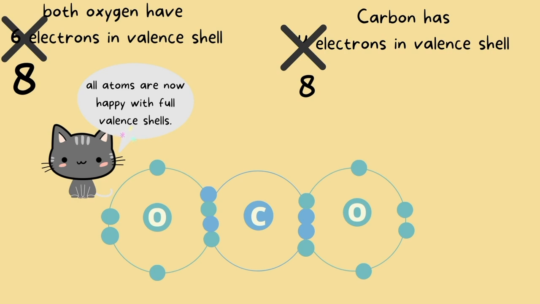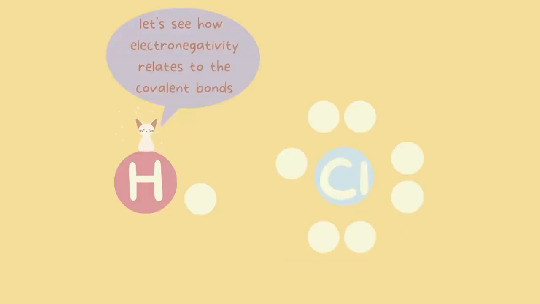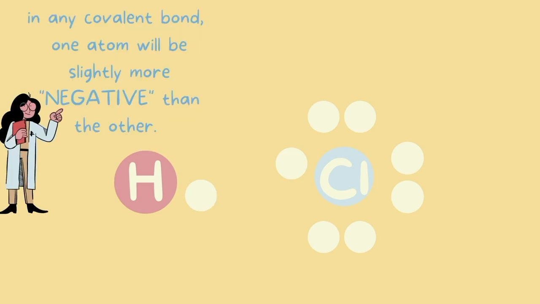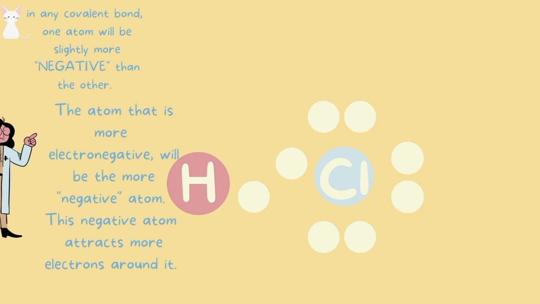Now let's see how electronegativity relates to the covalent bonds. In a covalent bond, one atom will always be slightly more negative than the other. And of course, that means that the other atom will be slightly more positive. Now, the key word here is slightly, because if they were completely negative or completely positive, that would make them have charges, and that would mean they were ionic. The atom that is more electronegative will be the more negative atom. This atom, of course, attracts more electrons around it.